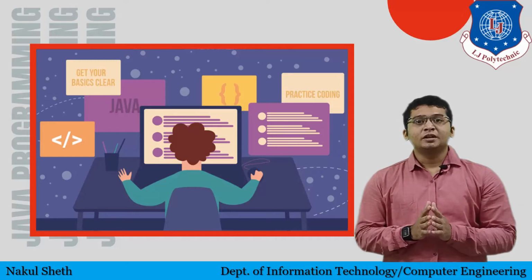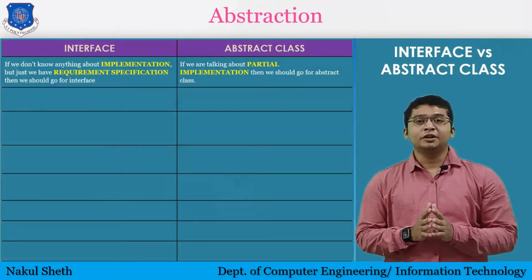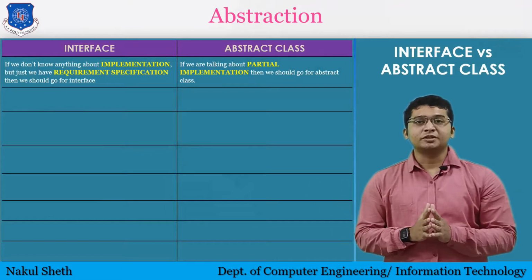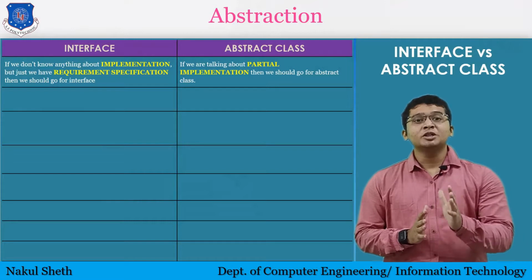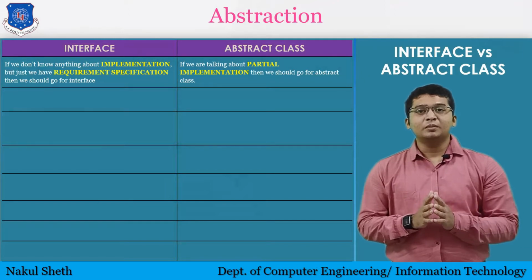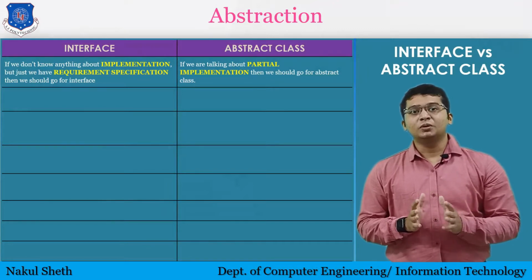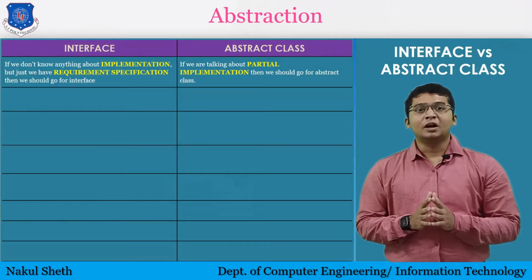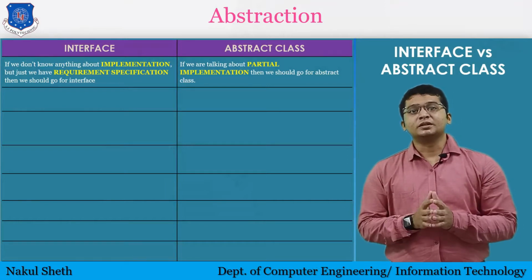So the first point is all about when we should go for an interface or when we should go for an abstract class. As an answer to this question, I can say if we don't know anything about implementation but we just have a requirement specification, then we should go for an interface. But if we are talking about partial implementation of our requirement, then we should go for an abstract class. I hope this point is clear to all. Now the second point is all about methods.